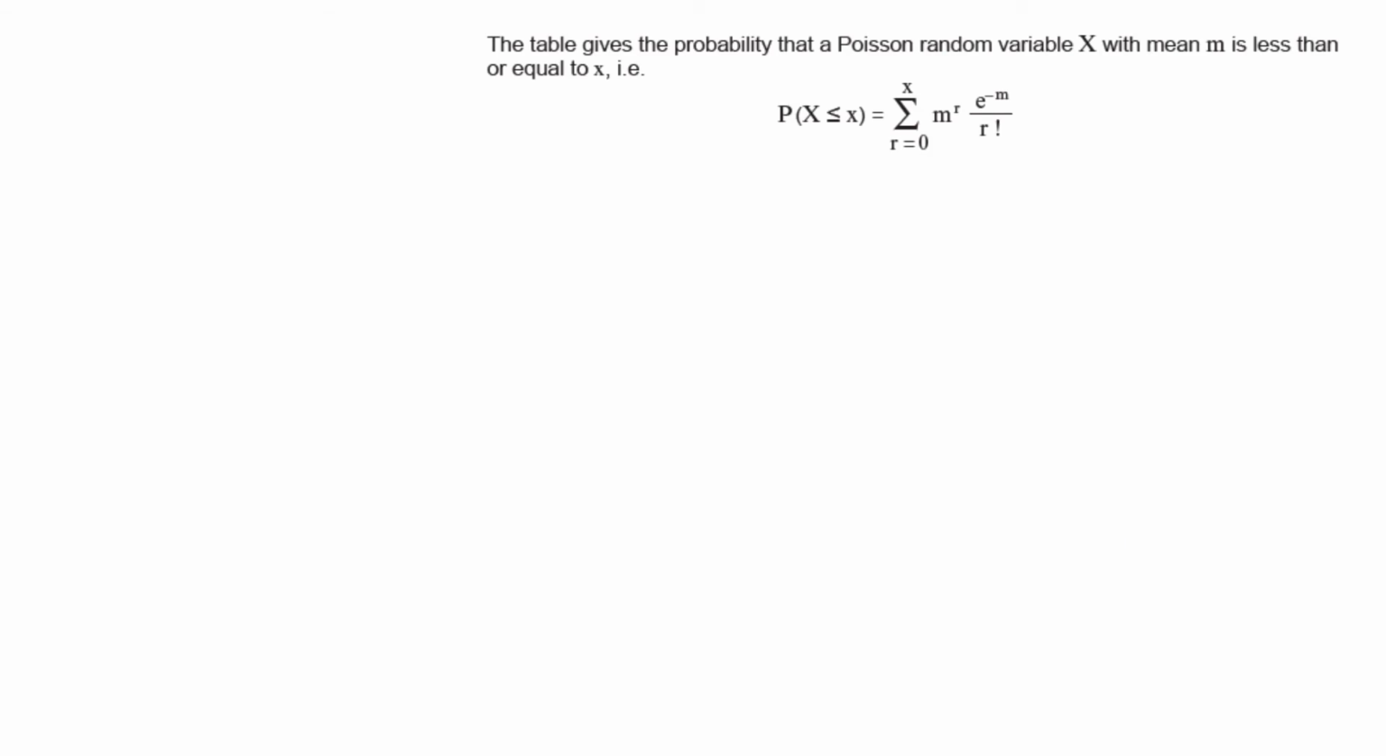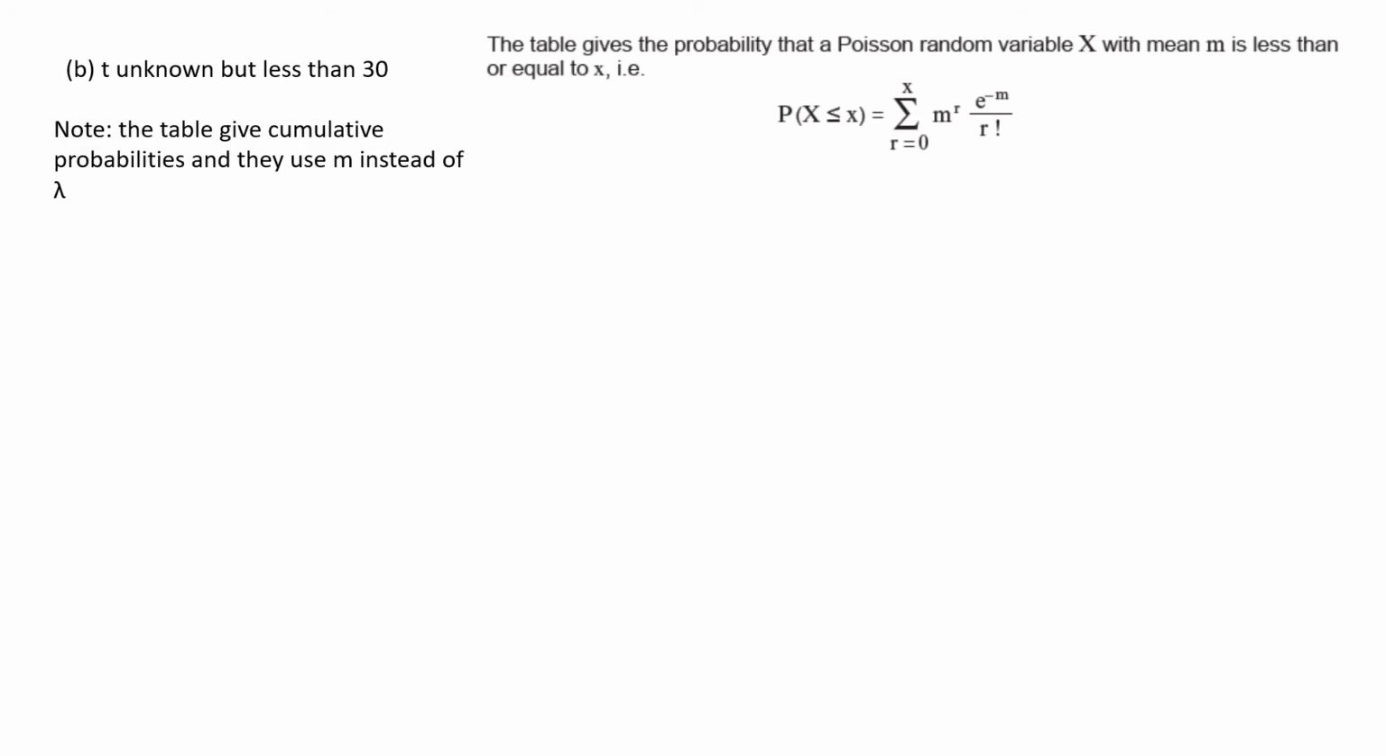So looking at the tables, they give probabilities for a random variable x with a mean m. Notice that WJEC use m, and the tables are cumulative, less than or equal to. So from my question I know that t is unknown but less than 30, and I must point out that the tables give cumulative probabilities. They don't give point probabilities. So they use, as I've said already, m instead of lambda. So the probability that x is equal to 5, which is what I'm trying to find, is the difference between the probability that x is less than or equal to 5 and the probability that x is less than or equal to 4.